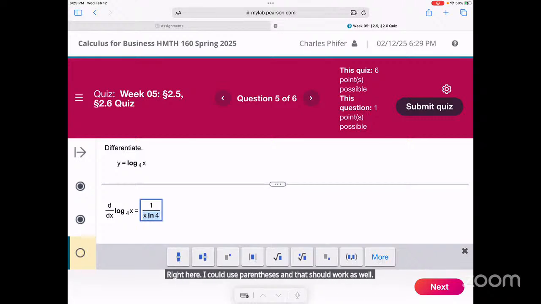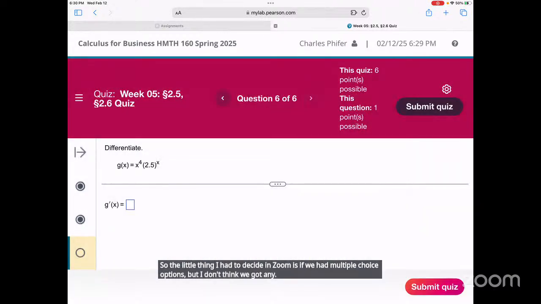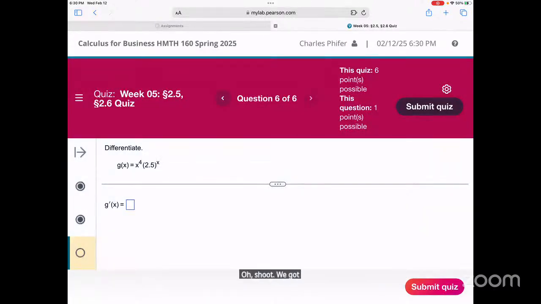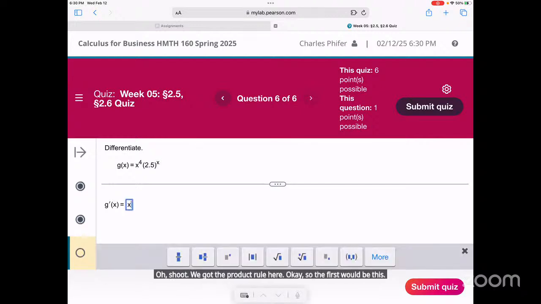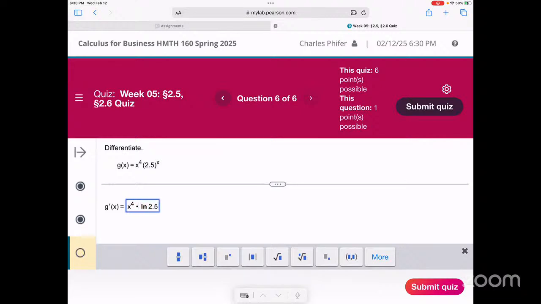So the little thing I had to the side in Zoom is if we had multiple choice options, but I don't think we got any. Oh shoot, we got the product rule here. Okay, so the first would be this guy, times the derivative of the second. We're going to have this natural log of 2.5 times 2.5 to the power of x.